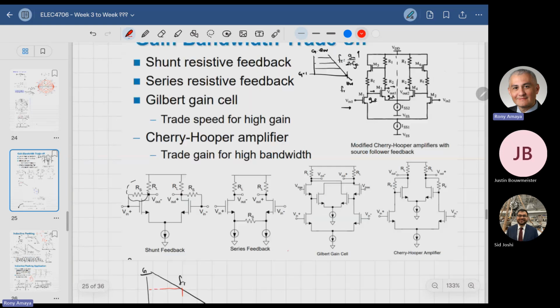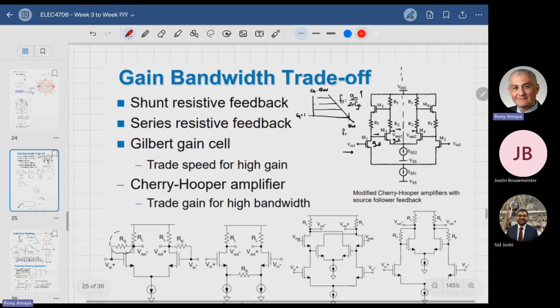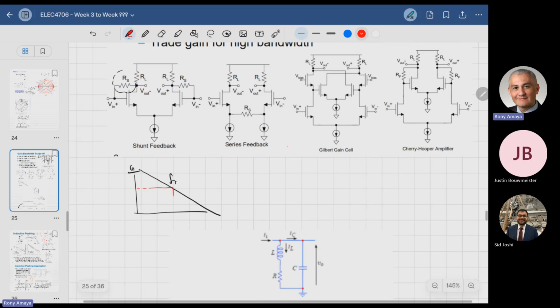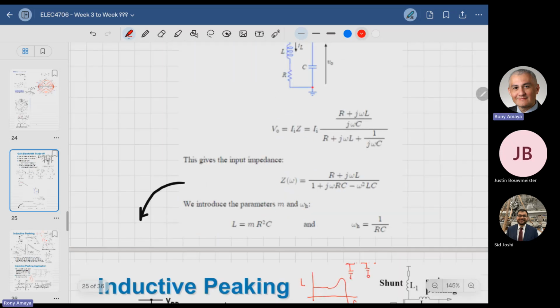Okay, so we're done with the gain bandwidth trade-off. So you can trade gain. Did you have a question? Okay. So shunt resistive feedback, series resistive feedback, Gilbert cell trades speed for high gain, and Cherry-Hooper trades gain for high bandwidth. Right. So those are the competing blocks that we have here, and we don't have that many. If you look into your fourth year project, or if you go to Marvell and look at the state of the art, you're going to see a Cherry-Hooper in both. So there's not a lot that we have to work with.